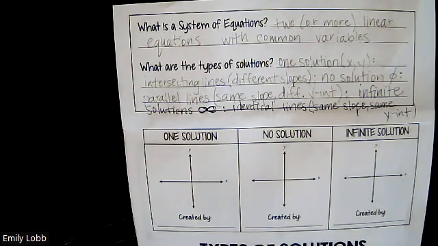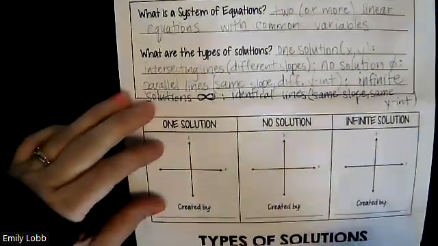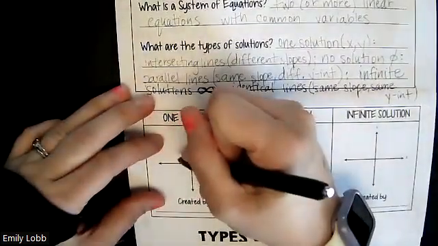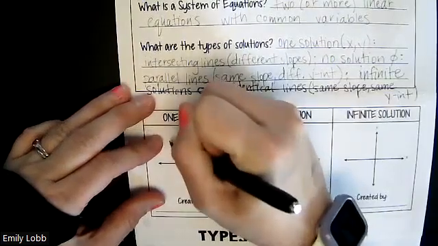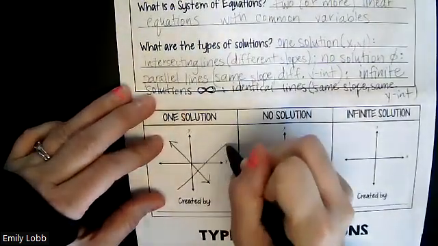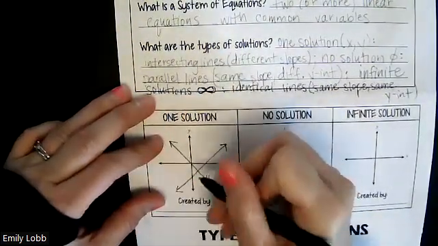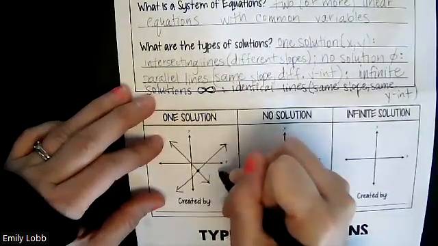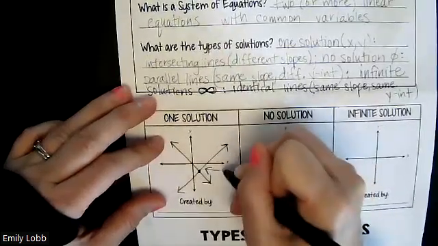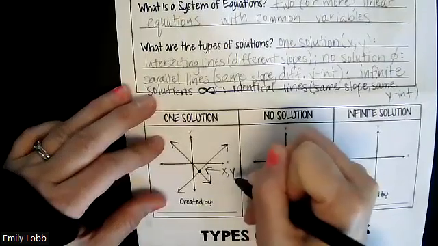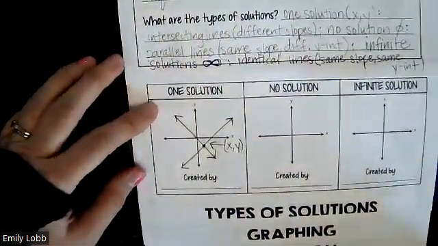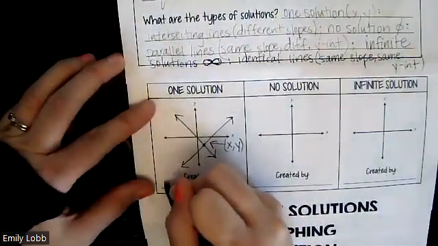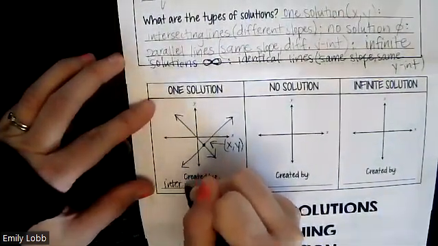So one solution looks like two lines that are intersecting, right? So we can just draw a line through here and maybe a line through here. And this solution right here would be x, y. So these are created by the intersecting lines.